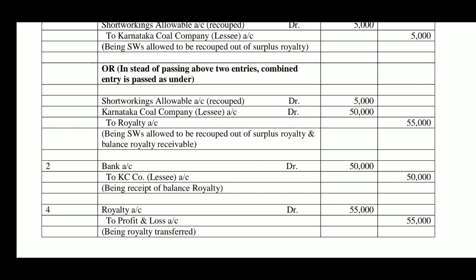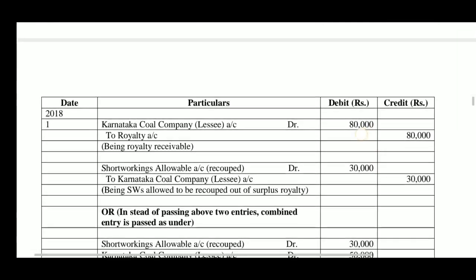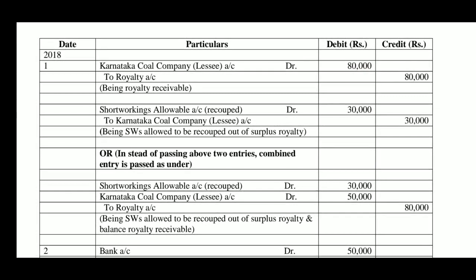Now, the third entry, it is not fourth, it is the third entry in the year 2017, royalty account debtor to profit and loss account. As usual, actual royalty is transferred to P&L account by the lessor, being royalty transferred. Similarly, in the year 2018, we have two options. Here also there is a surplus royalty of 30,000 rupees, which is used for the purpose of recoupment.